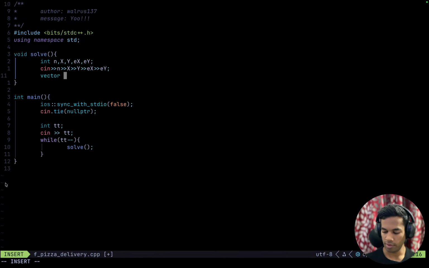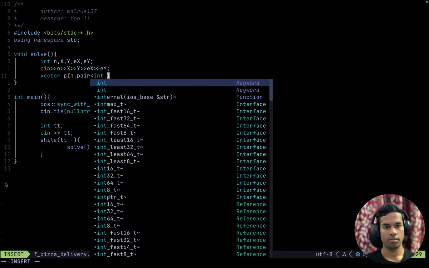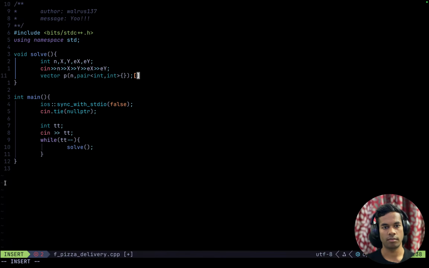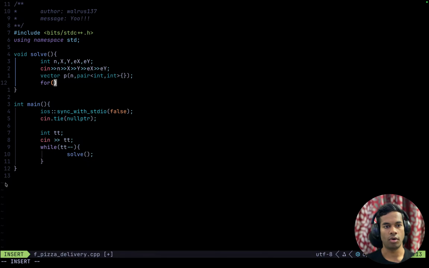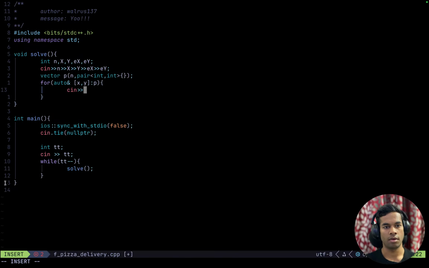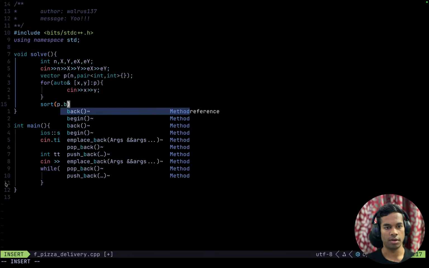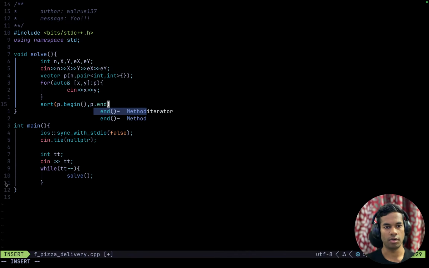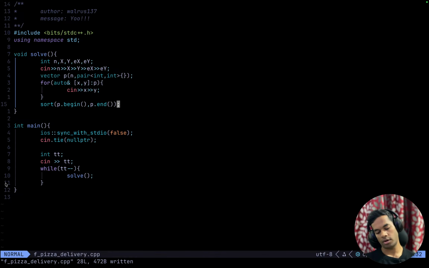Vector, not int. We'll say points. P size would be n, and they would have pairs. And then for auto reference x comma y in pairs, c in x and y, and then sort p dot begin and p dot end, and we have all of our points.